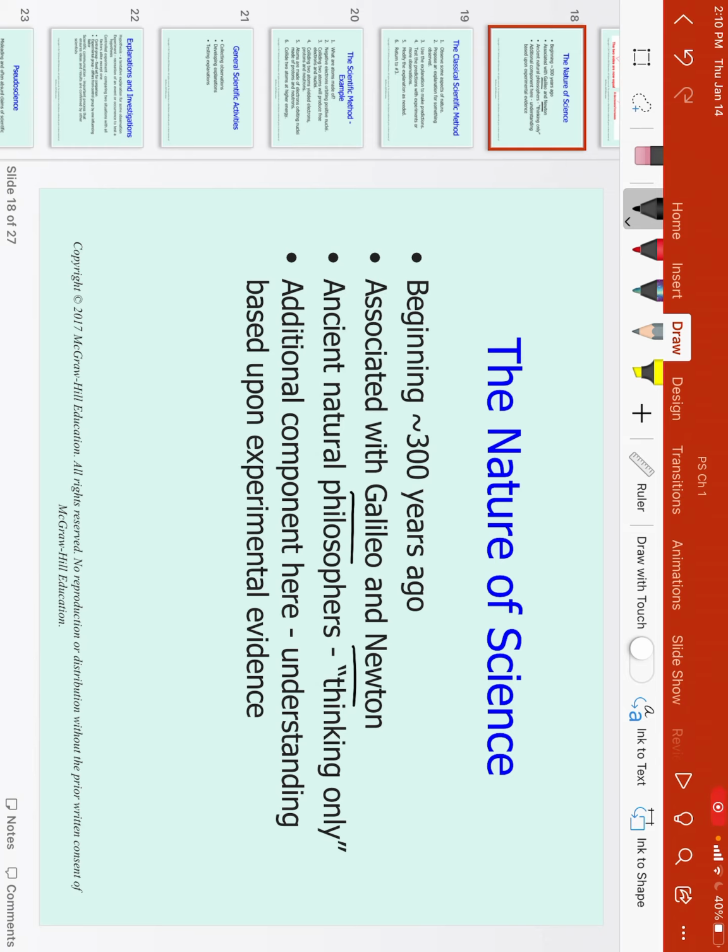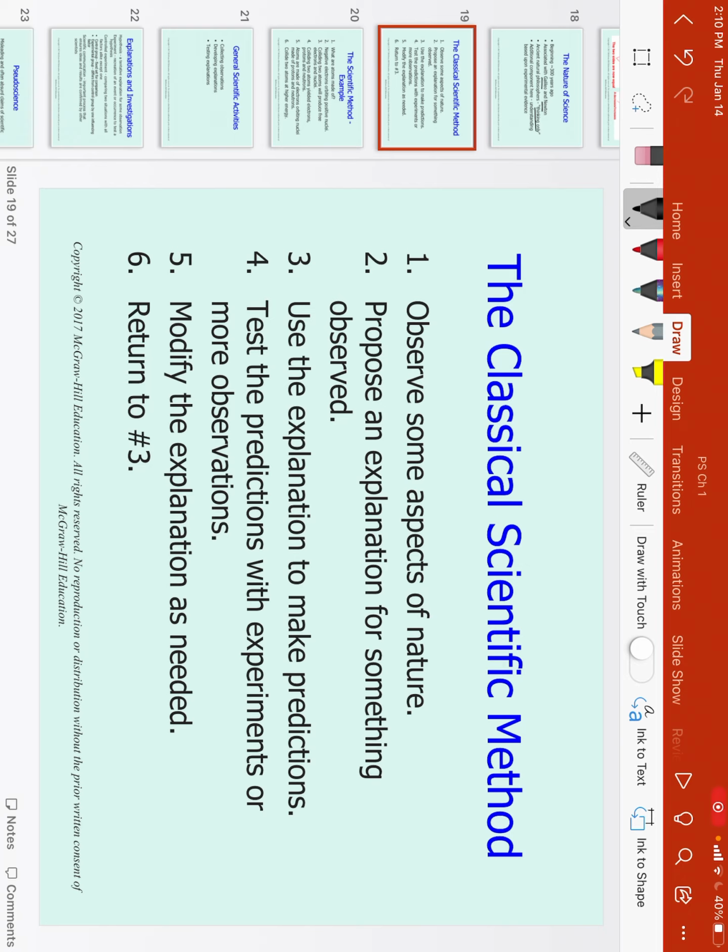Some of our ancient philosophers just thought about them, and then obviously when we get into more modern science, they actually did experimentation to prove that those things were in fact true. Okay, scientific method. You will need to know the steps to the scientific method as far as the order of them. I would not make you memorize this list. I would make you know which order they are in.